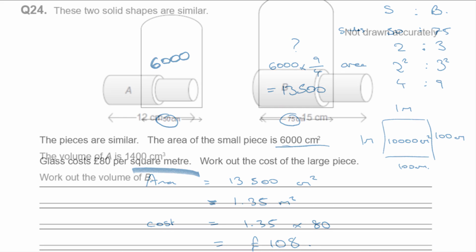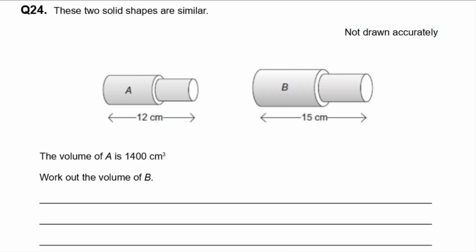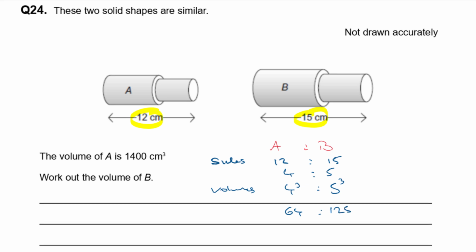Okay. Question 24. These two solid shapes are similar. The volume of A is 1400 cubic centimeters. Work out the volume of B. Okay, now notice again, we've got matching sides given. So A to B, the ratio of their sides is 12 to 15, which cancels down, doesn't it? They're both divisible by 3, so that's 4 to 5. And so the ratio of their volumes is going to be 4 cubed to 5 cubed. 4 cubed is 64, 5 cubed is 125, isn't it?